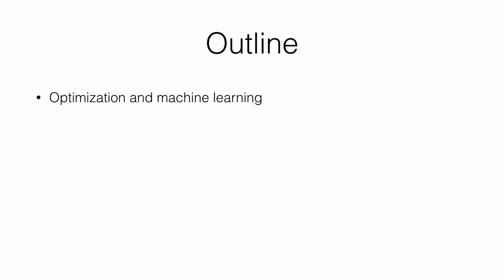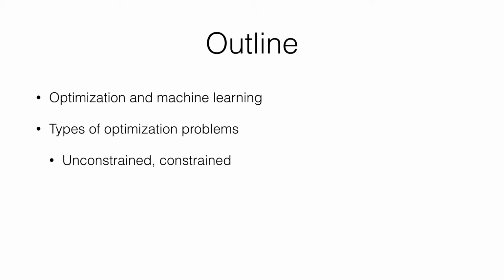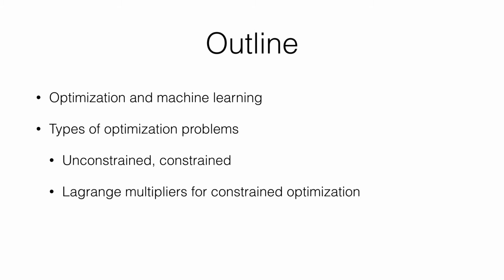So the outline of the video will be that we're going to talk briefly about how optimization plays a big role in machine learning. And then I will attempt to categorize optimization problems into different types. So I will consider unconstrained and constrained optimization. I will talk about using Lagrange multipliers for constrained optimization. And I'll talk about convex objectives, non-convex objectives, and discrete optimization problems. And most of this discussion will be at a fairly high level, but hopefully I can make some connections that will be useful.